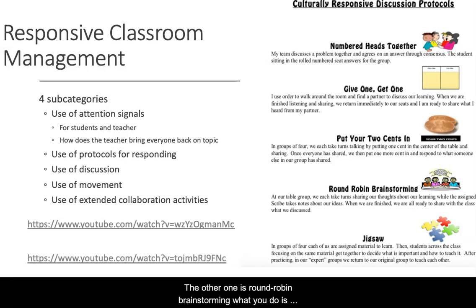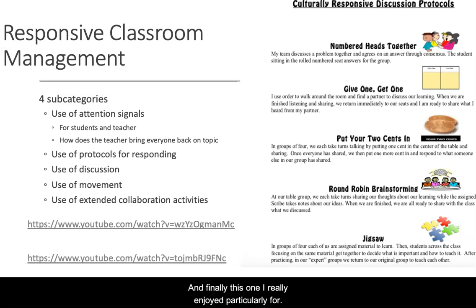The other one is round robin brainstorming. At our table group, we each take turns sharing our thoughts about our learning while the assigned scribe takes notes about our ideas. When we're finished, we're all ready to share with the class what we discussed. With round robin, as well as numbered heads together and jigsaw, every single person needs to have an assigned job. We discuss collaborative learning in about a week or two. We're going to discuss more about intentionally grouping our students and how we can assign specific tasks like being the scribe or the reporter for the group.